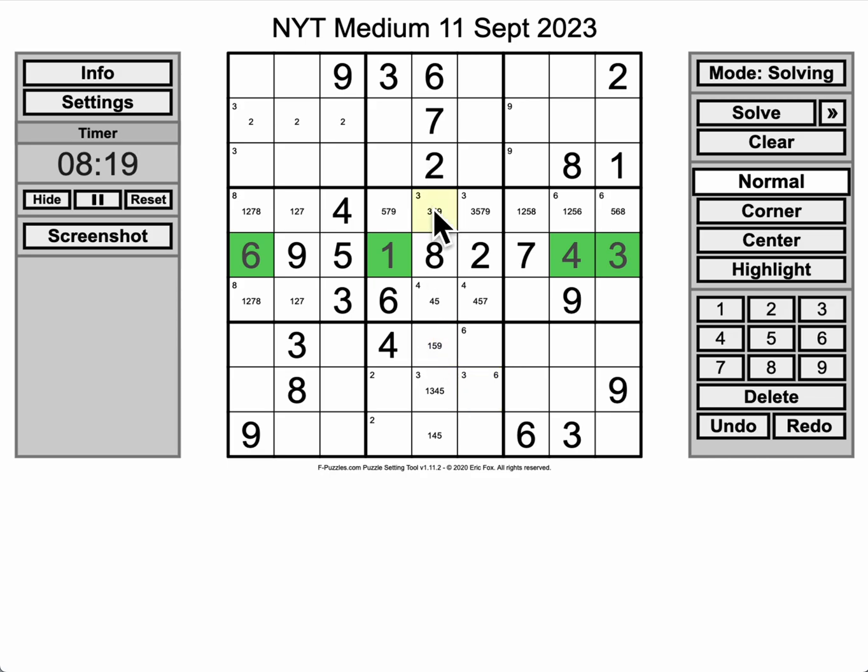9 is in one of 2 places, but that doesn't help me. 1 also doesn't help me. 3's in one of 2 places, either here or here. But I got nothing else to go on.